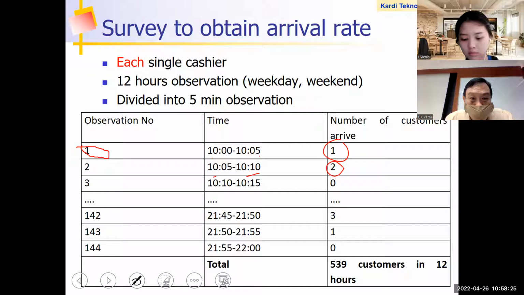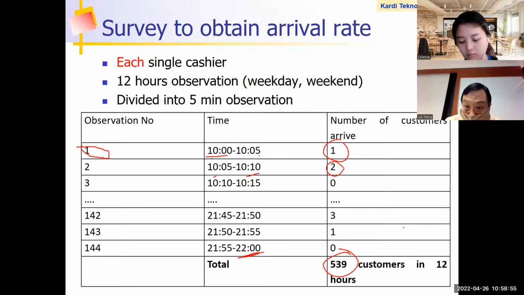Say the supermarket here will start from 10 o'clock in the morning until 10 o'clock at night. Then you divide into 5 minutes, and every 5 minutes you count the number of customers arriving at that gate, or all gates, the same thing. Suppose we have only one gate. We have an example here, 539 customers in one day. One day is 12 hours in this case, right? This is an example. You have a 12-hour observation, and you divide it by 5-minute intervals.